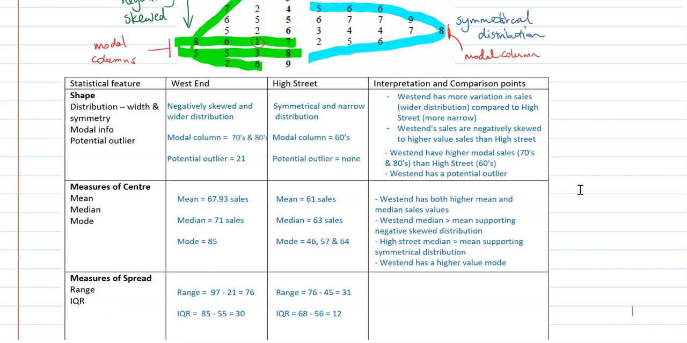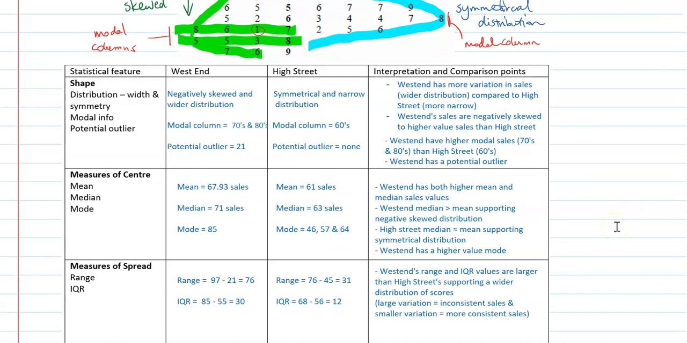Have a go again of what interpretation and comparison points can you think of, and we'll compare. So my points were West End's range and IQR values are larger than High Street's, supporting a wider distribution of scores. Just remember before I was talking about that a larger variation kind of means that things are inconsistent, and a smaller variation or a narrow spread means that you're being more consistent. So really you can say that High Street's sales are more consistent than West End.